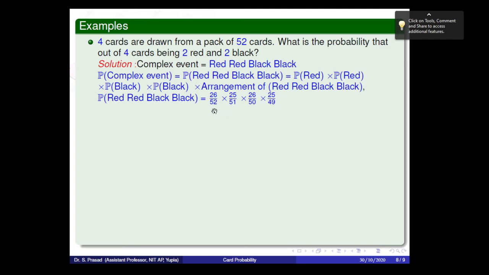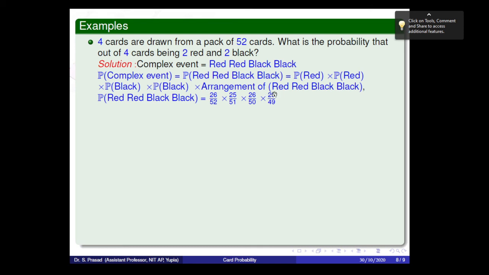Why here is 52, 51, 50, 49? Because only four cards are drawn, and the first card fills the first space, and here are four spaces. 52 cards fill up the first space, the remaining is 51, and then again we replace one card, then it is 50, and then it replaces. That's why the total number of possible outcomes changes every time.